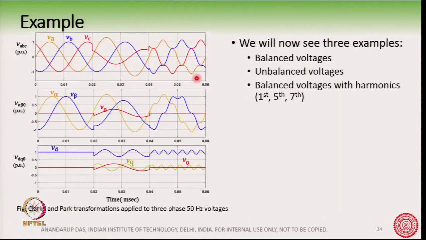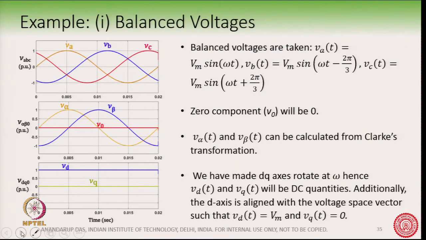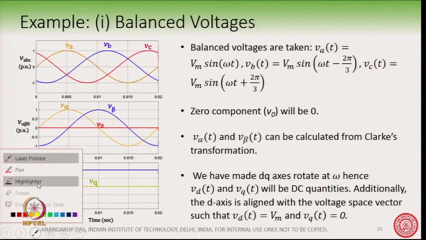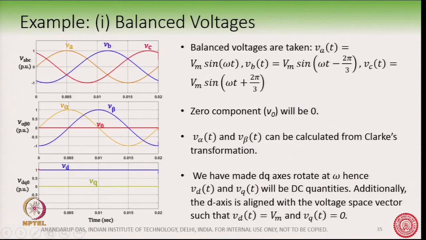Okay. So, let us first start with the balanced voltages and understand how we can interpret the Clarke and Park transformation. So, let us take 3 waveforms. First example, this is for the balanced voltages. Let us take 3 balanced voltages which are given by these equations V A, V B and V C. So, these are the 3 balanced set of voltages.